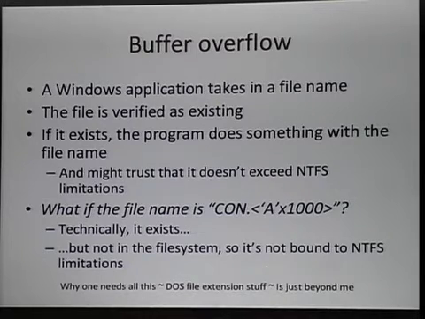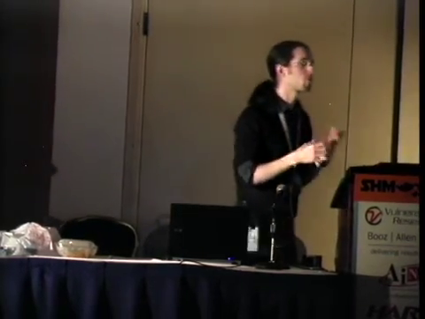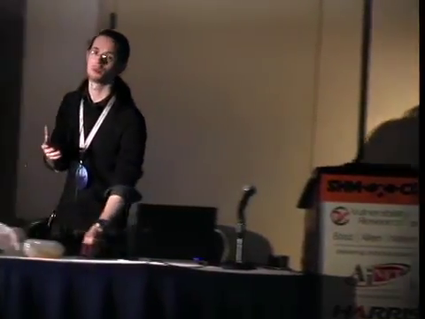So in this scenario, a Windows application takes in a file name and verifies that it exists. Now, DOS special device files, they exist technically, and they exist everywhere. Great. But they don't exist on the NTFS file system. But the program will probably assume that it does. So it probably assumes that it follows NTFS file system limitations, like maximum file name size. So I'm sure you know where I'm going with this.